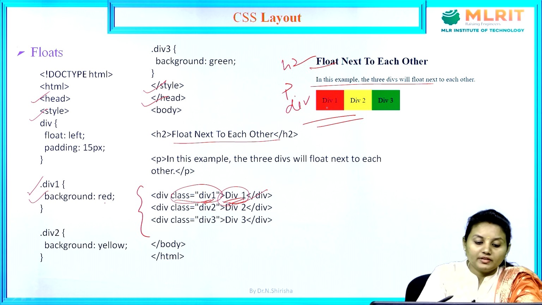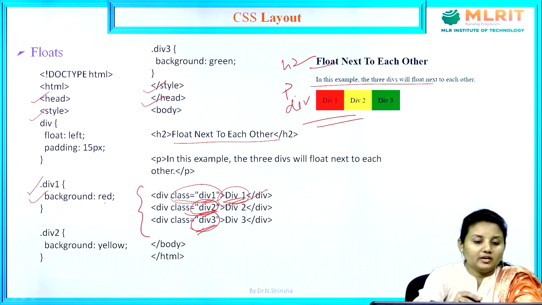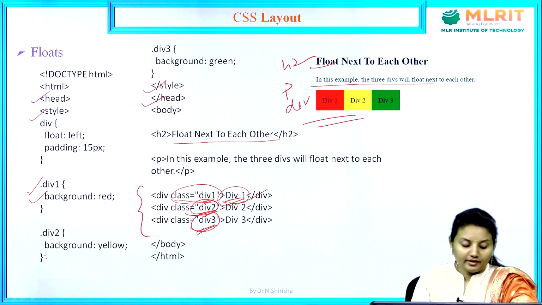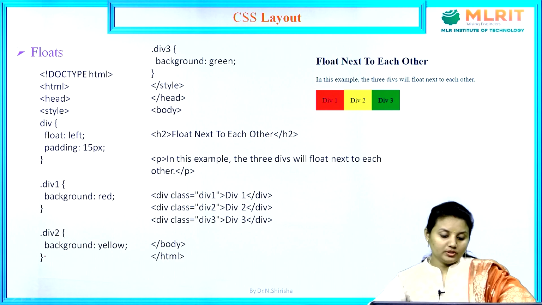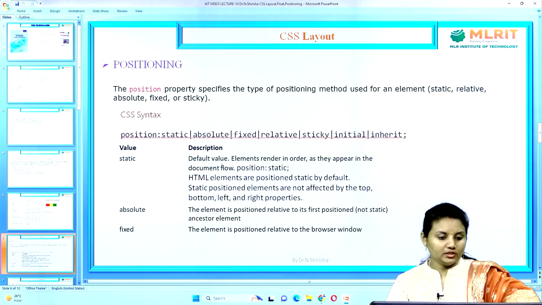Then we have given two more classes here. So class 2 and class 3. What is class 2? Div 2, and the third class I am giving div 3. For all these we have assigned the styling in the style tags, so that is going to affect the program. So let me show you this example of how it works.